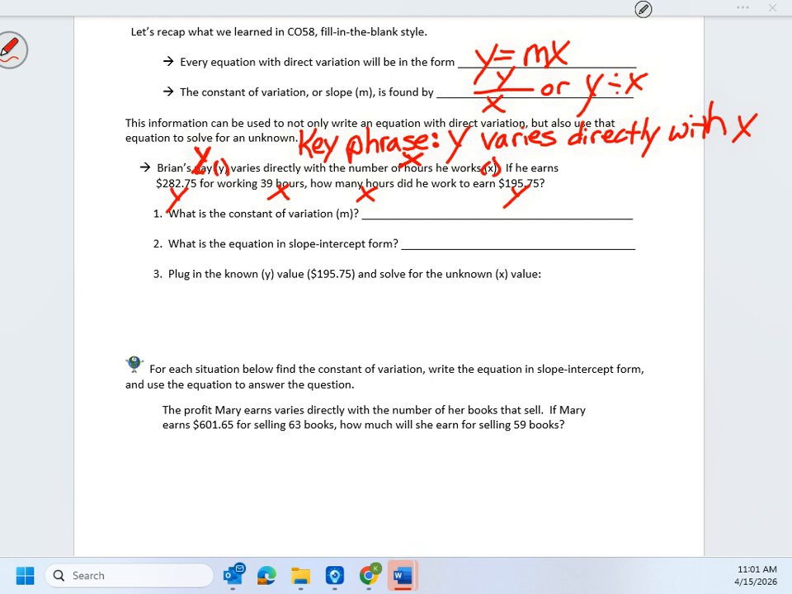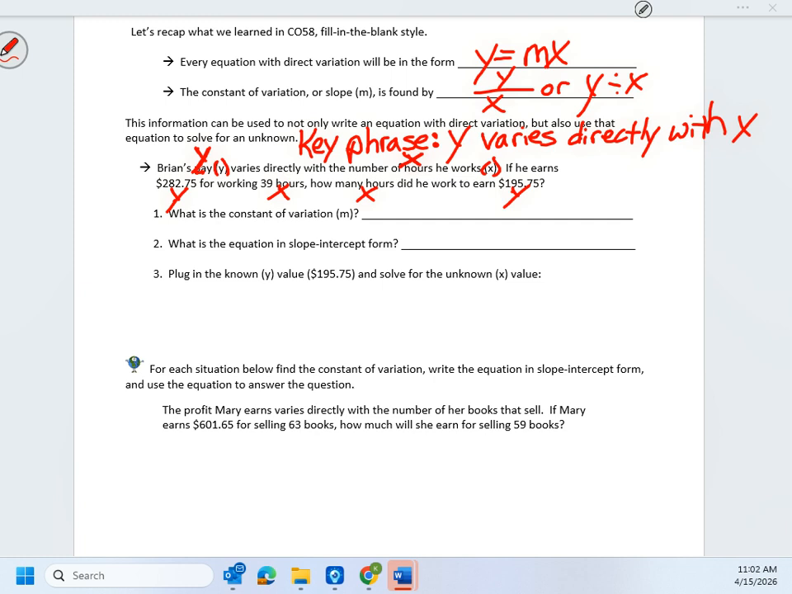Y always varies directly with the X. And then they're going to give you a Y and an X. You need to figure out, it's not always going in the same order. Sometimes you have to read how it's worded, okay? Hours are the X, so every time I saw hours, I can put an X. The pay is the Y, so when I see the pay, I'm putting the Y.